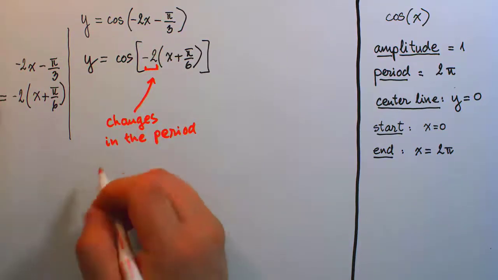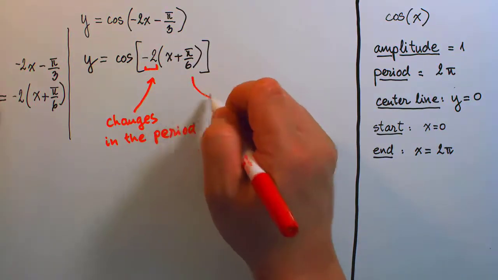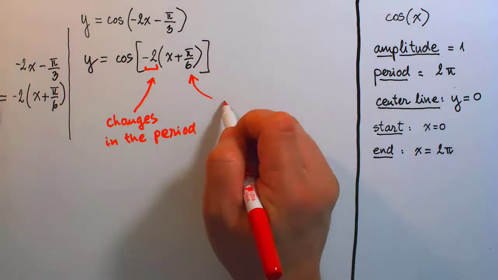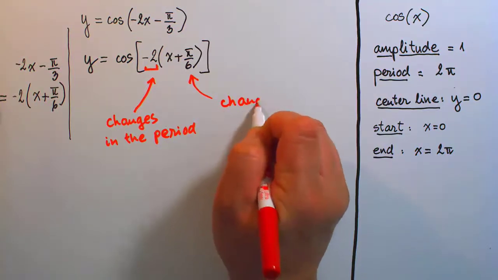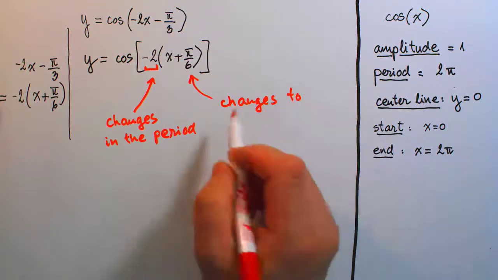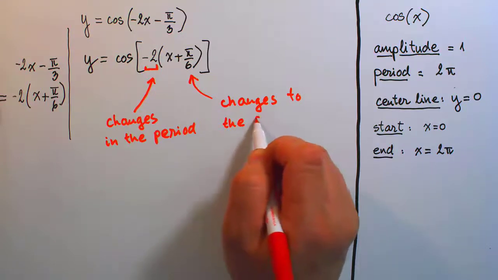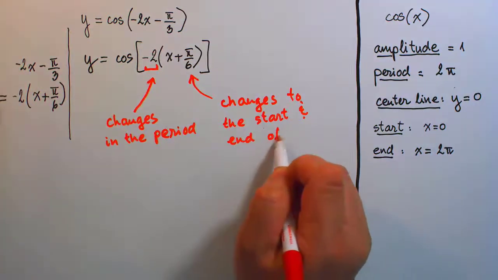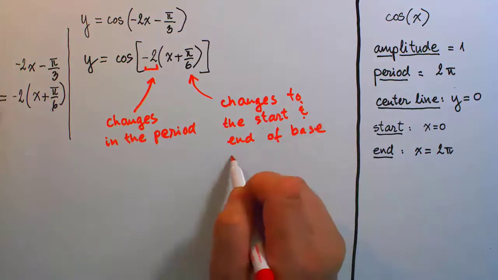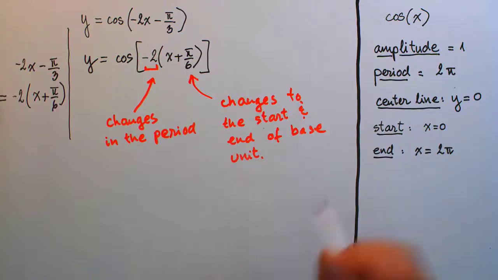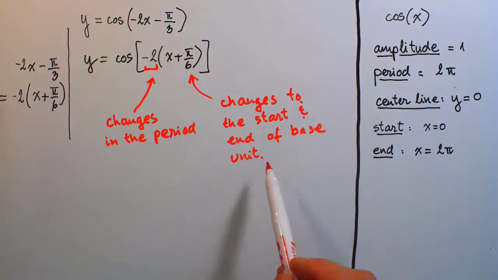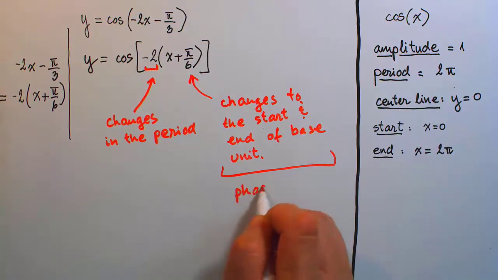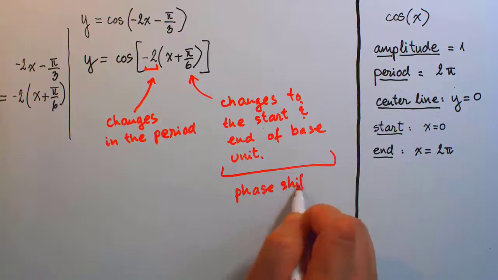We're going to find out that this value right here, pi over 6, is clearly recognized as bringing changes to the start and the end of the base units. And all this changes to the start and the end of the base units is generally referred to as a phase shift. Some phase shift is going to happen here.